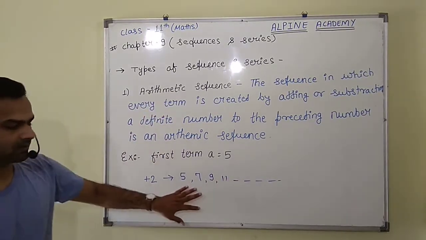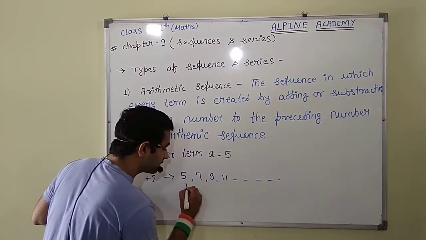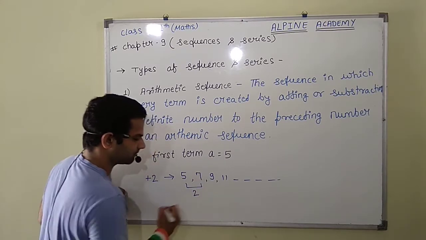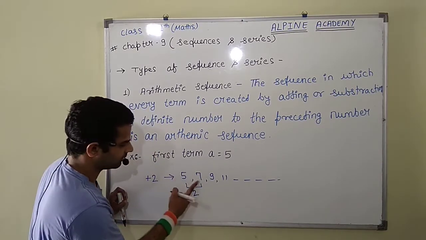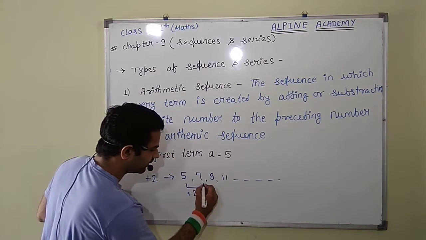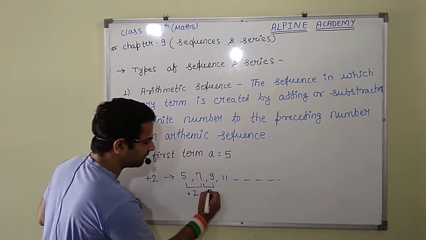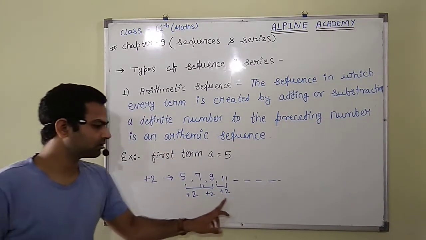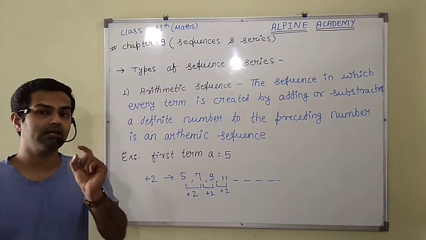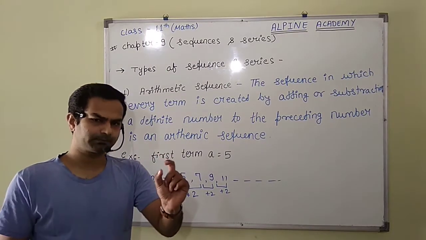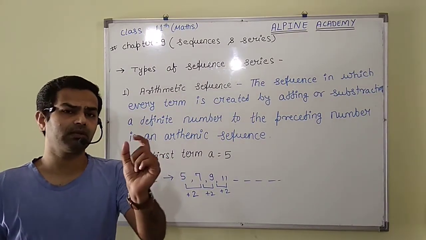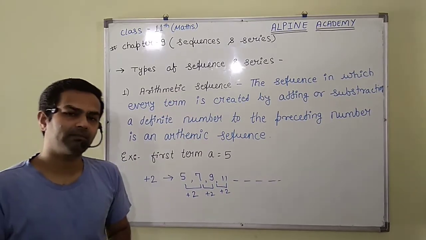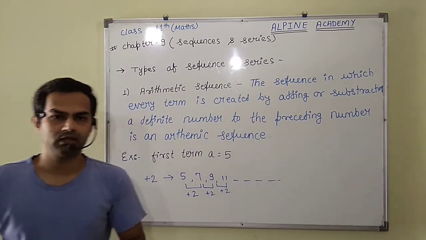So this type of sequence has a common difference. Common difference means in these two terms the difference is +2, second minus first, so 7 minus 5, 2. In these two terms 9 minus 7, again +2, again +2. So the difference is 2. This difference is called a common difference. So if the difference between any two consecutive numbers of a series is common, then this type of series is called an arithmetic sequence.